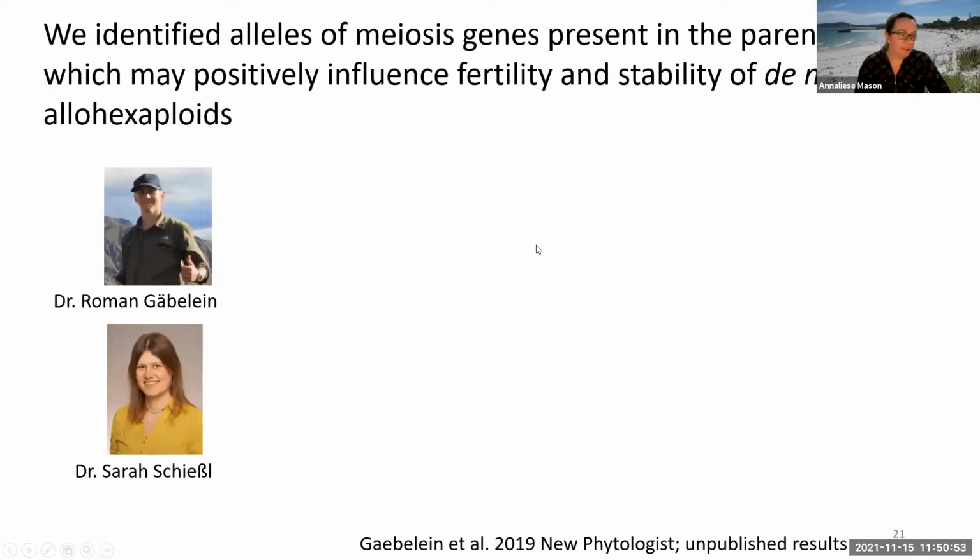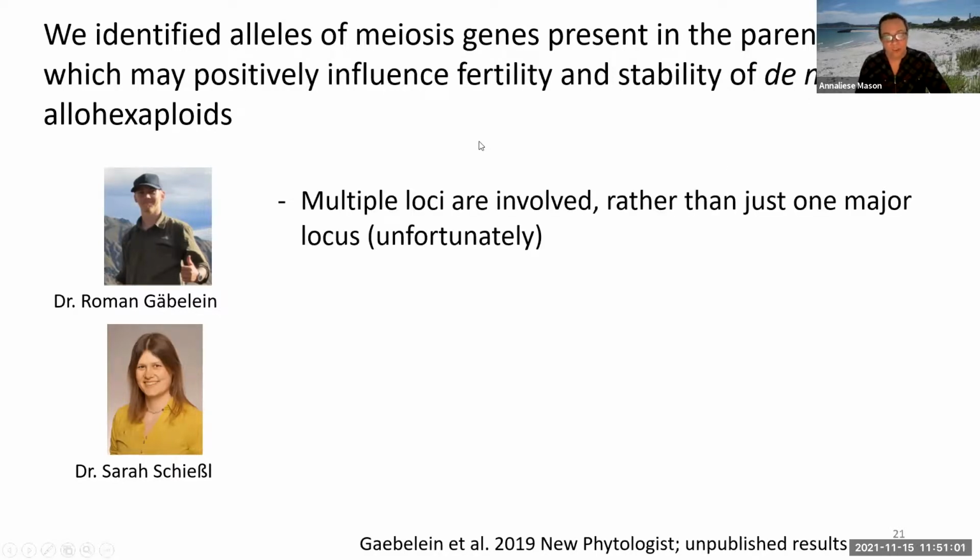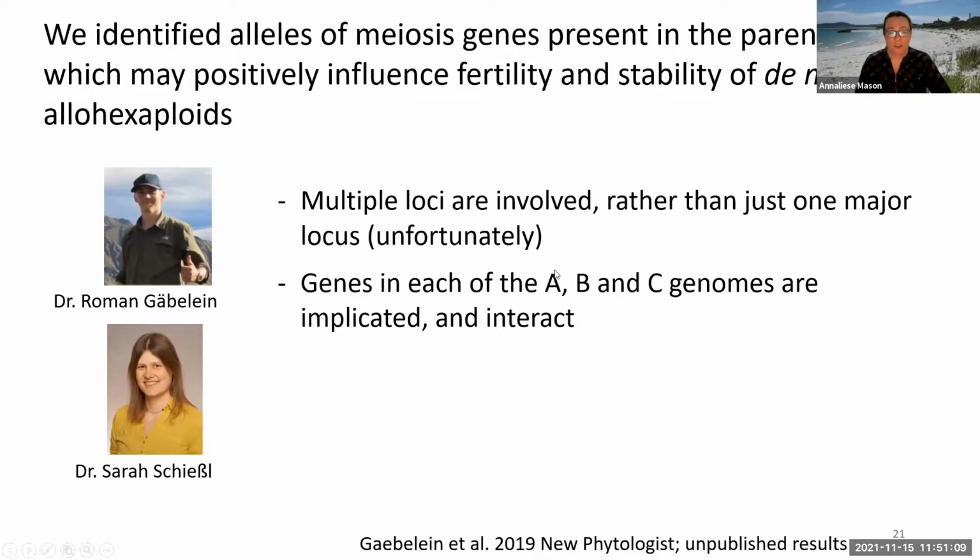Okay, so at the end, we identified some alleles of meiosis genes which are present in the parents, which might affect the fertility and stability of these allohexaploids. Unfortunately, this really looks like a quantitative trait. It looks like there's multiple loci involved. We're not seeing one major locus. We're actually looking probably at genes or allelic variants or gene copies, or maybe even copy number across the A, B, and C genomes. So we have possibly some interaction here with the allohexaploids, which makes this a little tricky.